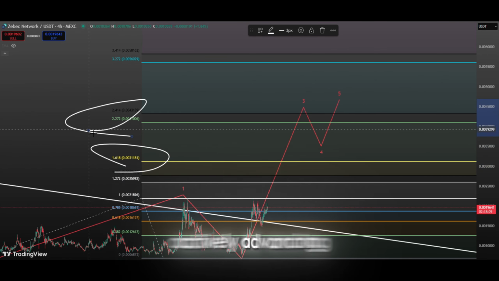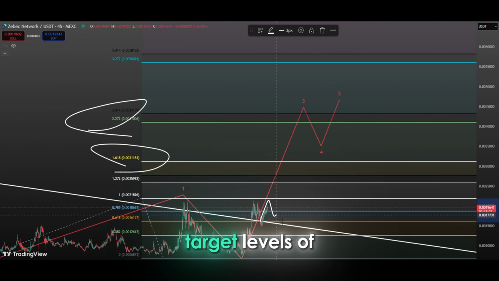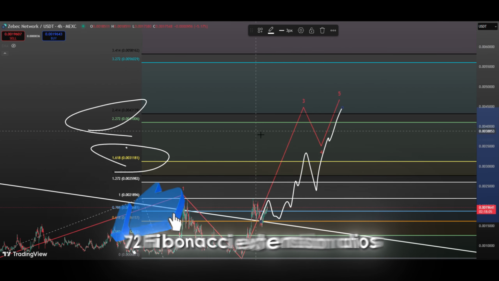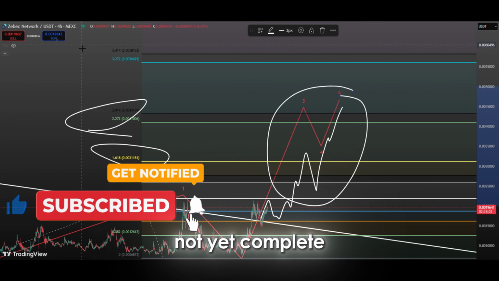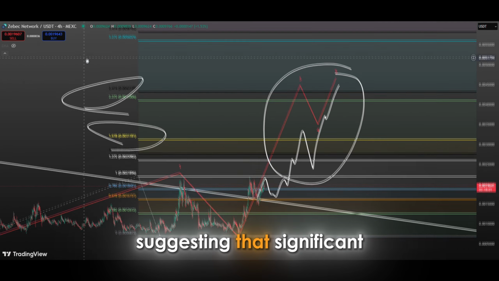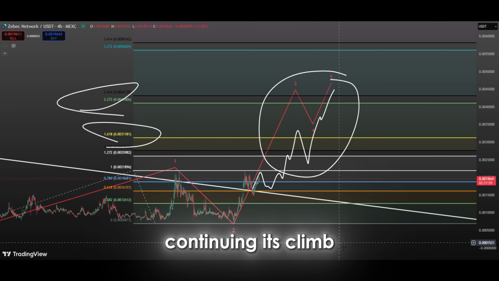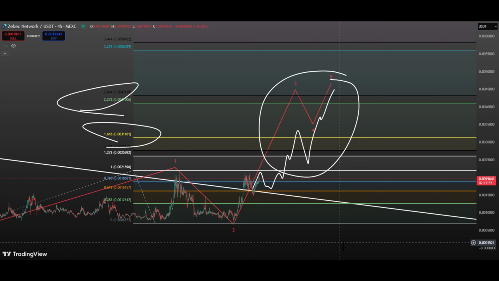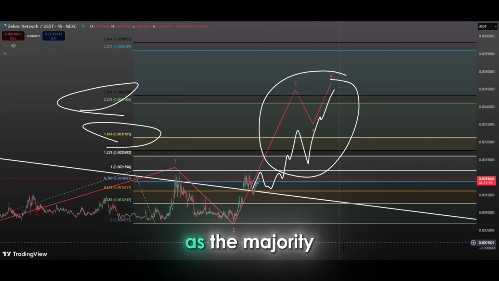Currently, the price appears to be actively advancing through this third wave, yet it has not yet reached the characteristic target levels of the 1,618 and 2,272 Fibonacci extension ratios, as defined by the Elliott wave theory. This indicates that the ongoing price action is not yet complete, suggesting that significant upside potential remains. In line with the nature of the theory, the price is continuing its climb, moving toward these two important Fibonacci target zones. The third wave is often the longest, steepest, and most forceful, as the majority of market participants tend to join the move during this phase.